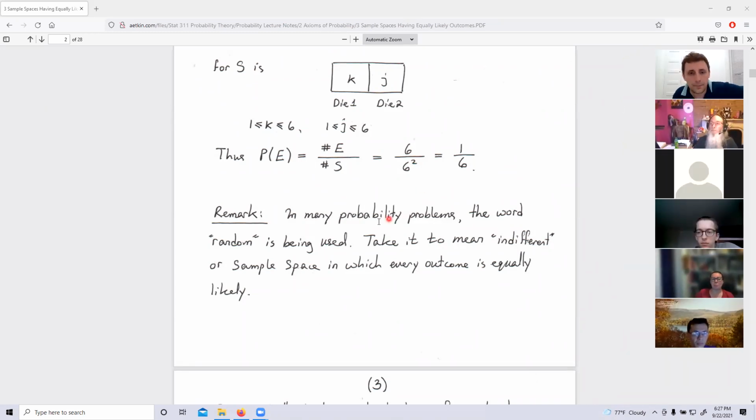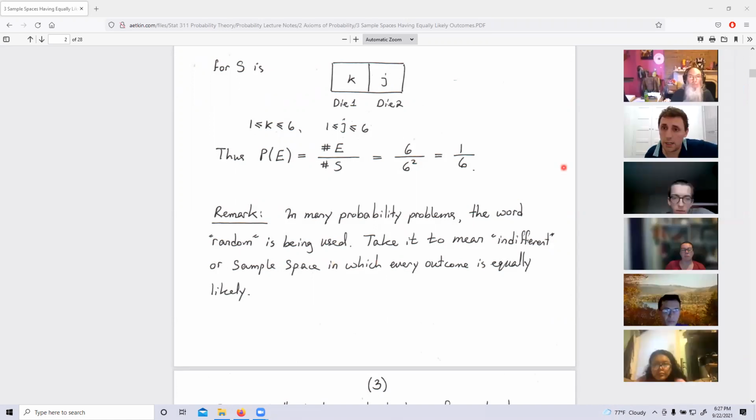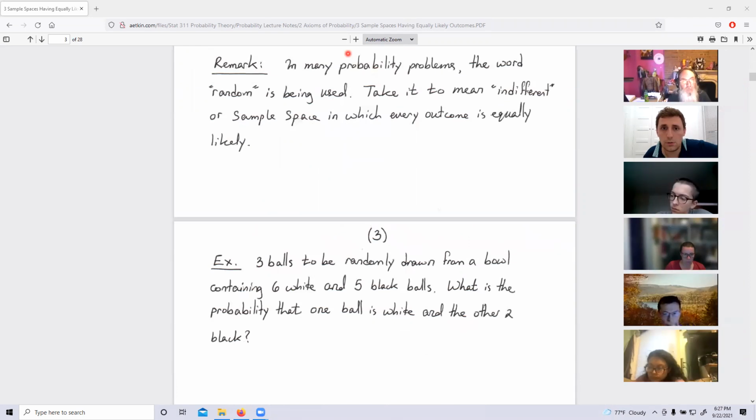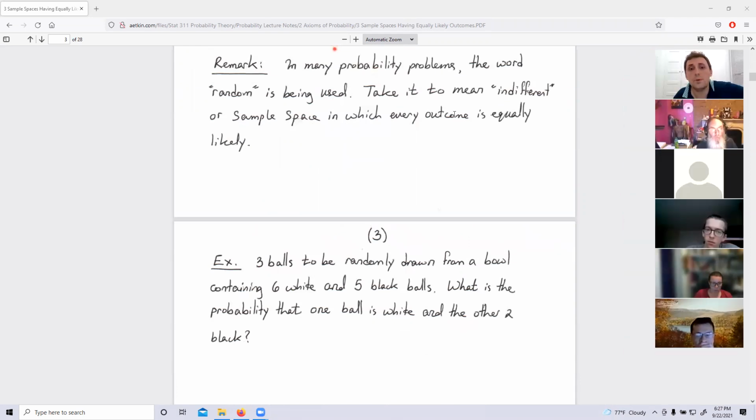So first, in many probability problems, the word random is used. And random, I think, is just indifferent. It means that each outcome is equally likely. Okay, so random is for me synonymous to equally likely. Here is an example, guys, and we're going to solve it several ways. Okay, just to see what can go here. So we have 3 balls randomly drawn from a ball that contains 6 white and 5 black balls. What is the probability that one ball is white and the other 2 are black?